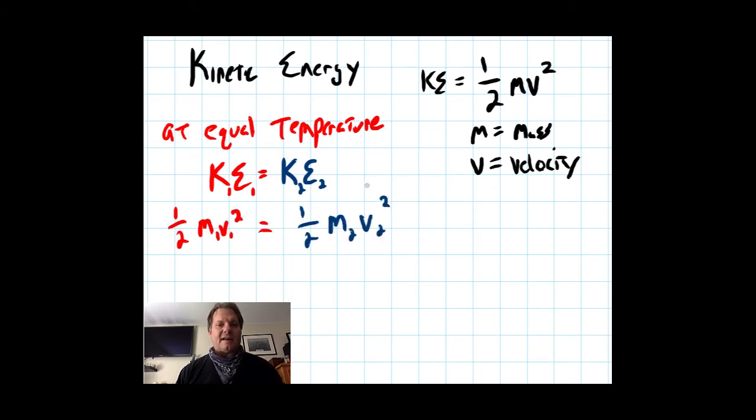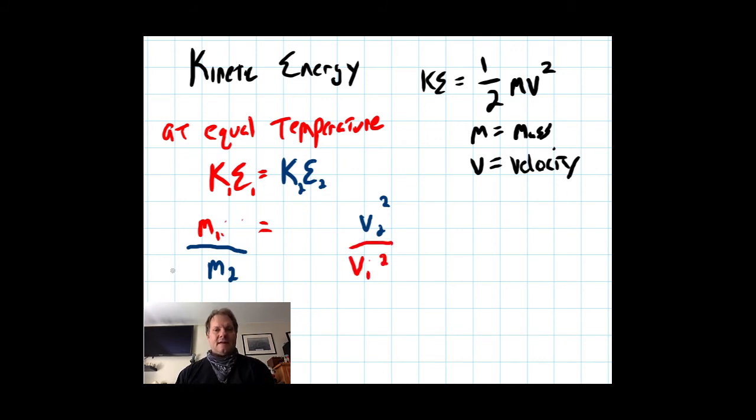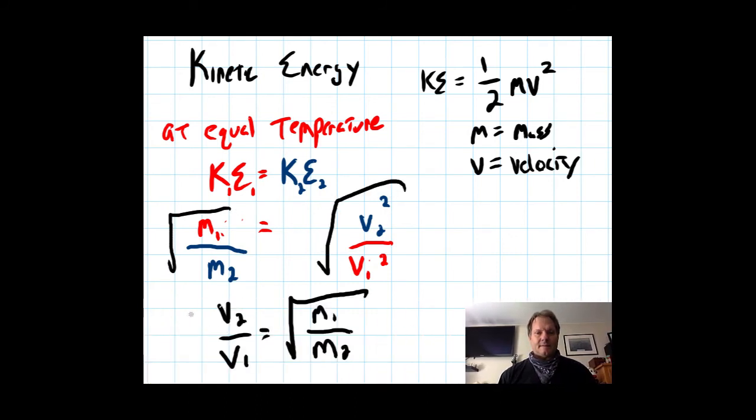So I'm going to call one side mass 1, velocity 1, the other mass 2, velocity 2. Now to solve this, I could multiply both sides by 2, and the half would go away. I could divide both sides by m2, and then by v1 squared, and then take the square root of both sides, and I'll arrive at Graham's law.